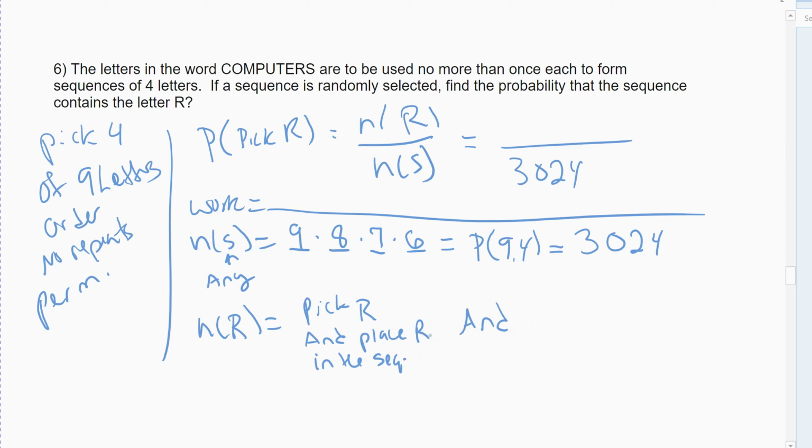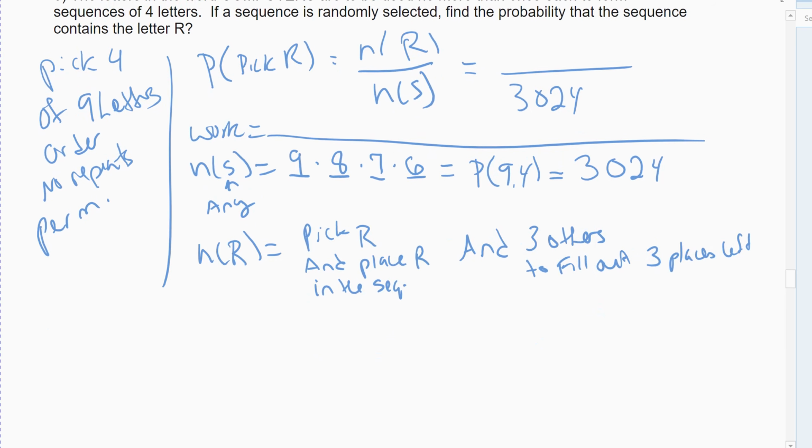Then I have to finish off my sequence, which means I still have 3 letters left to pick that can't be R. So I still need 3 other letters to fill in the 3 places left. This is where you could use your permutation if you want to. I'm just going to use multiplication. How many ways are there to pick the 3 letters that are left over?